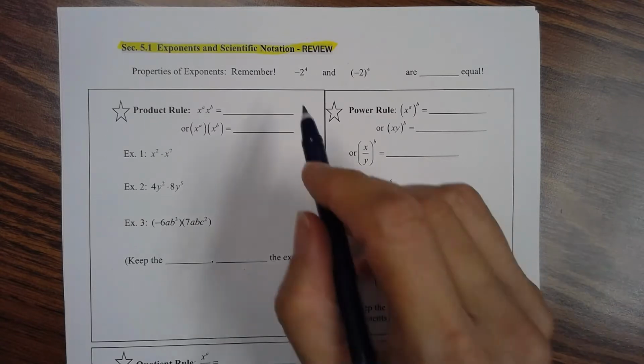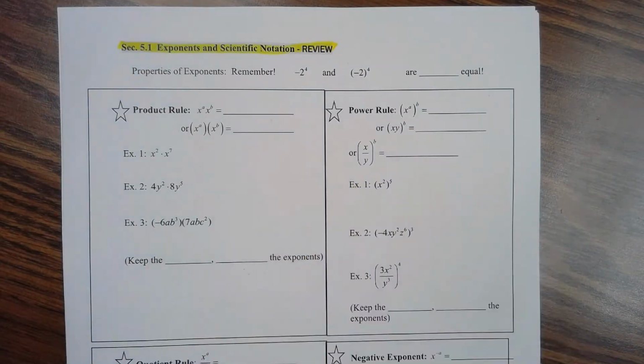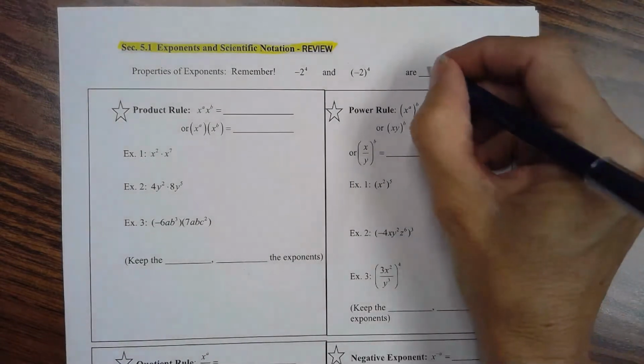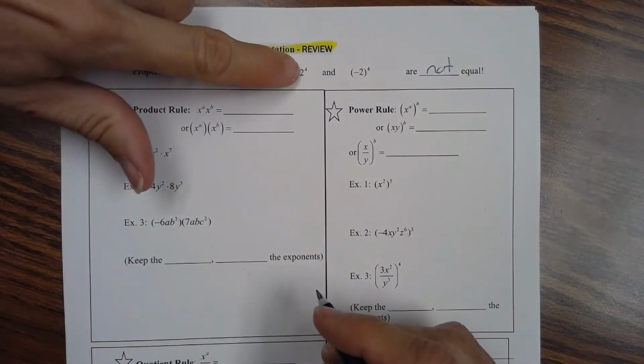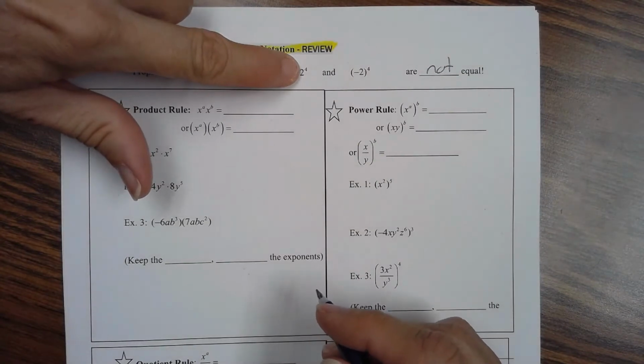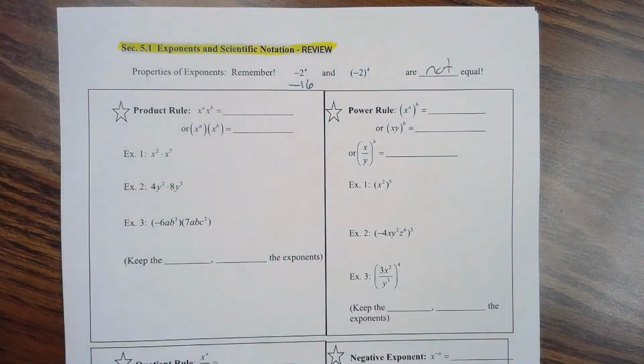One thing I want you to remember is negative 2 to the fourth and parentheses negative 2 to the fourth are not equal. That is not the same answer. If you're looking at negative 2 to the fourth, you actually are just taking 2 to the fourth power. 2 times 2 is 4, times 2 is 8, times 2 is 16, and the negative stays out in front.